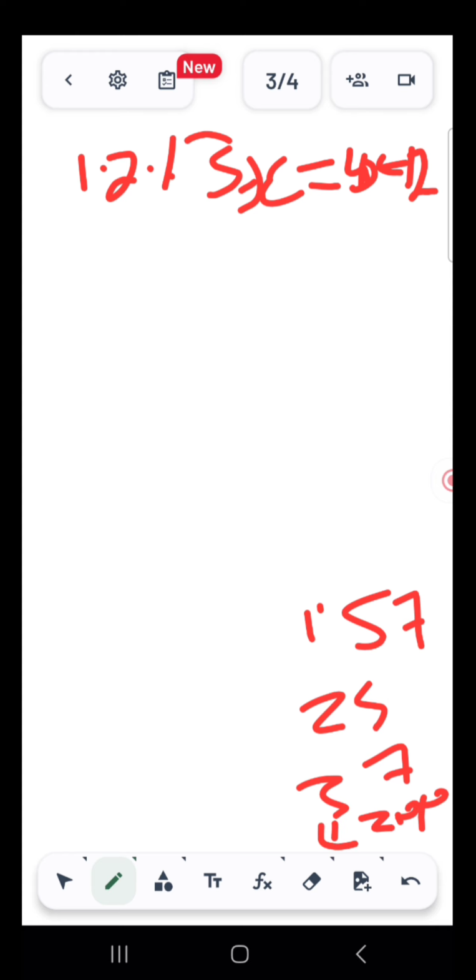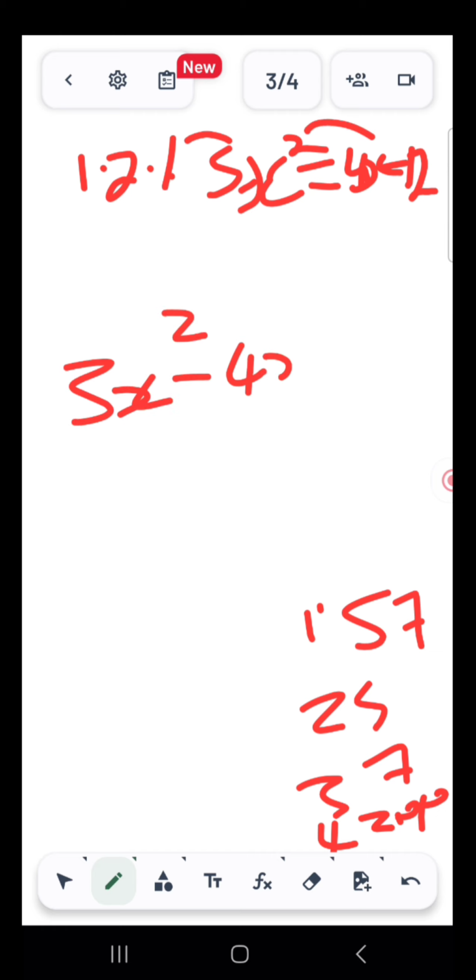So now we check, is it in standard form? Standard form meaning, is it equals to 0? No, it's not. So we must make it equals to 0, meaning everything must be on one side. So 3x squared, transpose of 4x will be negative 4x, transpose of 2 will be negative 2, is equals to 0. Now it's in standard form, it's equals to 0, and it's also simplified. Then number 1. Now we need to factorize.